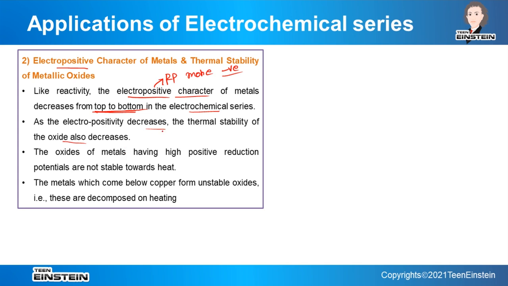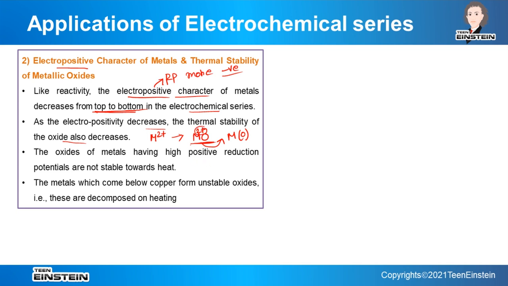Now why is it so? Suppose we have any oxide of M2+. So its oxide will be MO. Now in MO, the oxidation state is 2+. But as electropositive character is less, that means the metal will always try to remain in the metal 0 state. But if the metal oxide is very stable, that means this 2+ oxidation state must be stable.